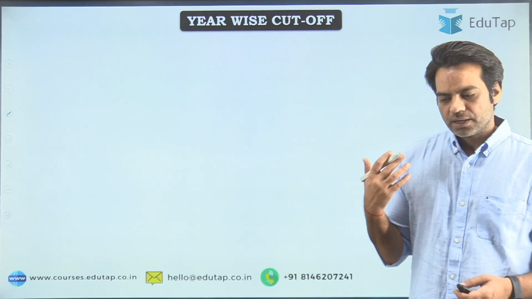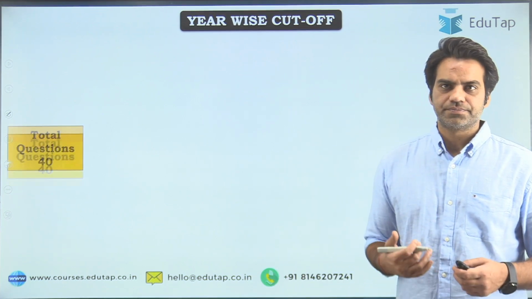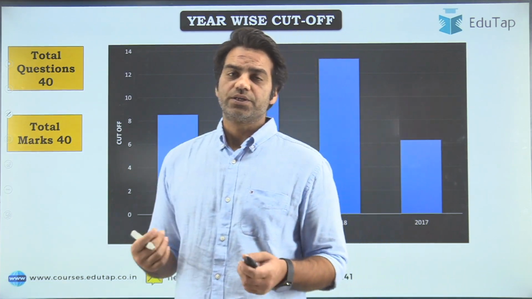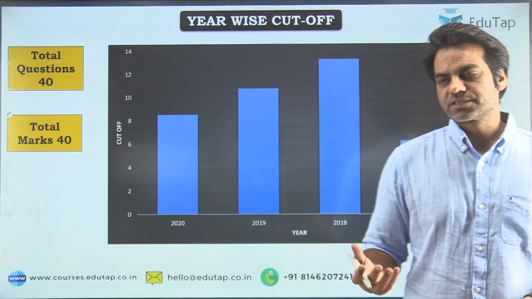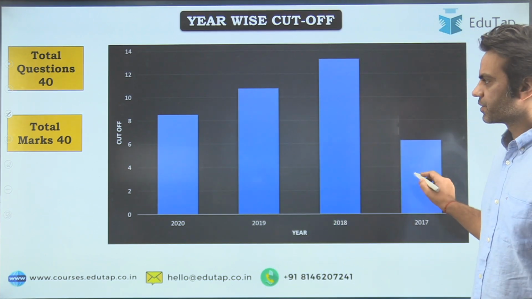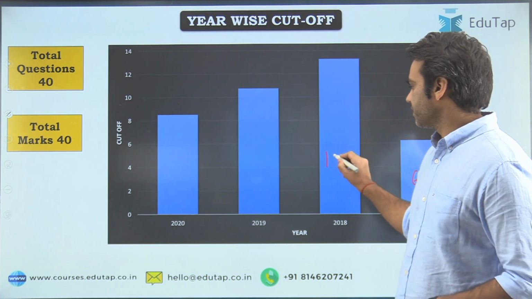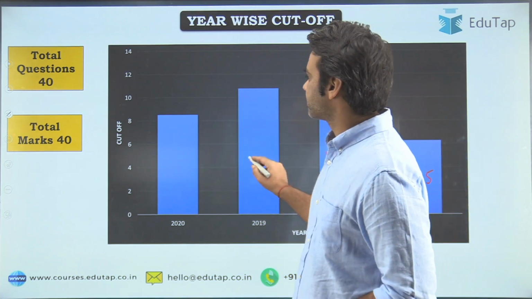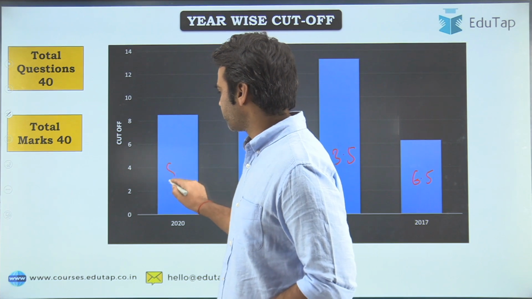Now, you need to understand the cutoff that is marked every year for this exam, so that you understand the importance and how much you actually need to score for this exam. Starting from 2017, where the cutoff was only 6.5, it went up to 13.5 in the year 2018. Then in 2019 it was about 11 marks, and in 2020 it was 8.5.